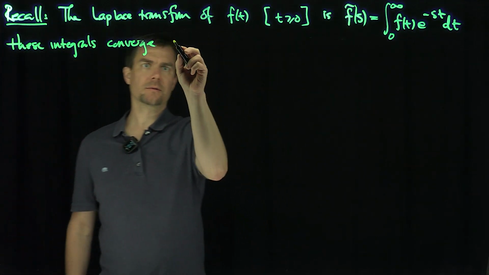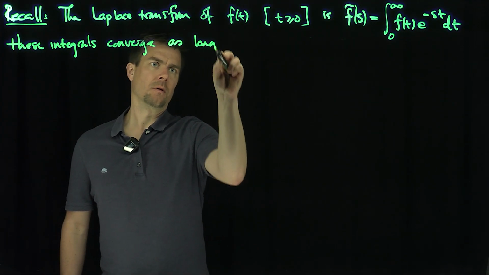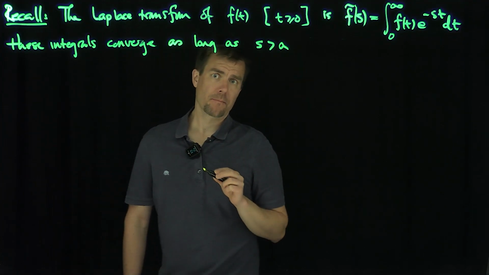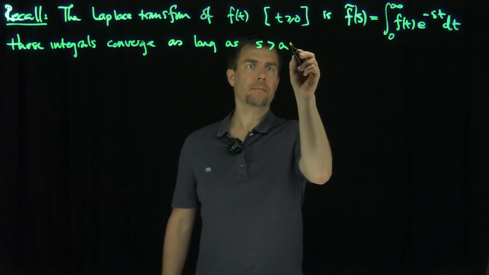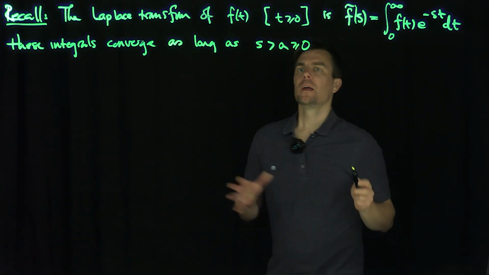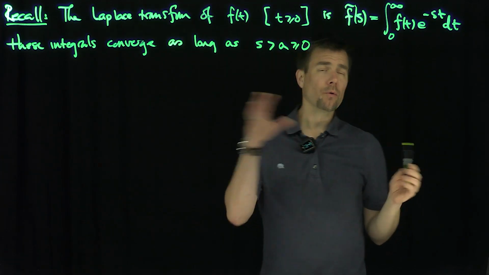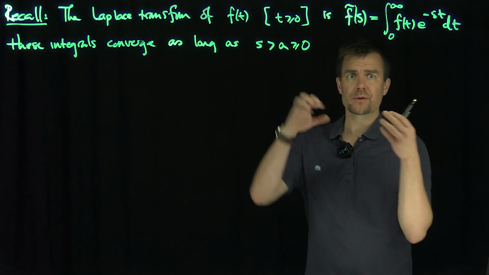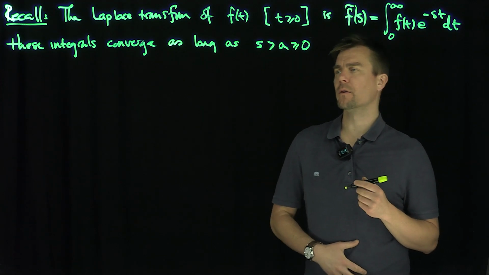So these integrals converge as long as s is bigger than some real number a, bigger than or equal to 0, right? And this a, of course, is called, in old books, the abscissa of convergence of this family of integrals, right?